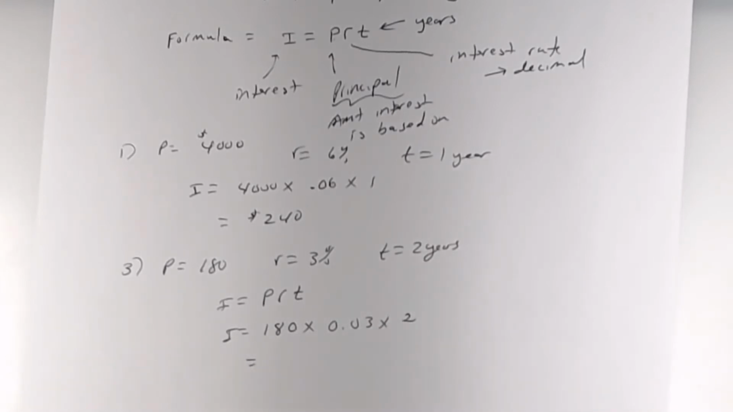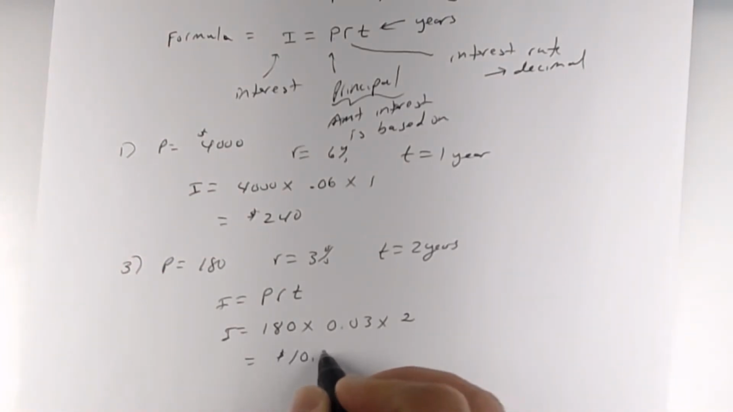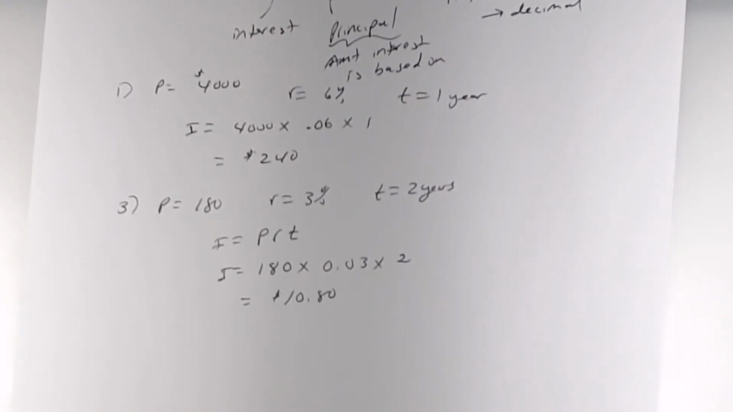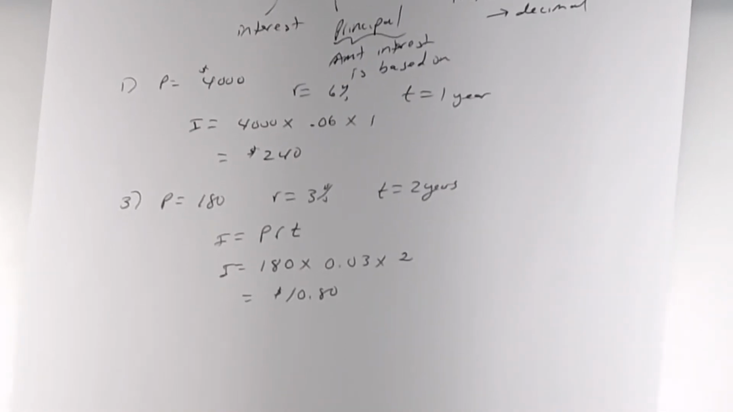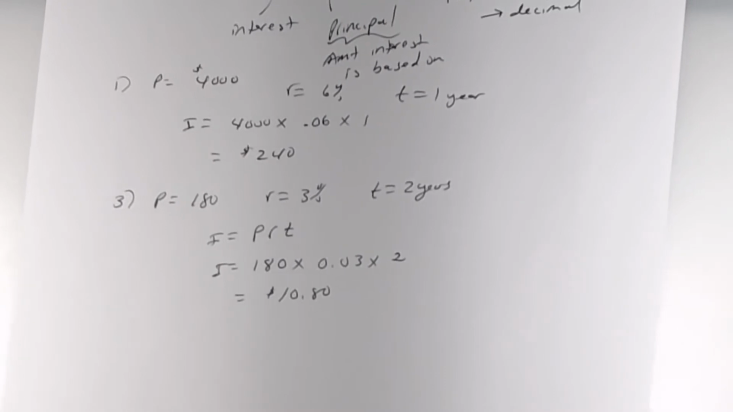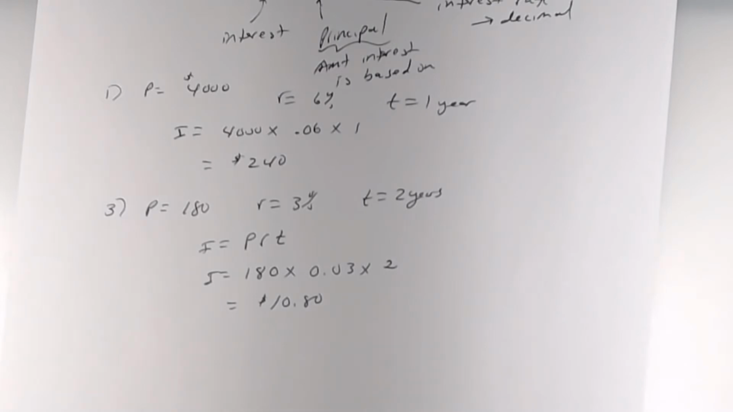So using your calculator, what do you get? $10.80? Is that right? All right, $10.80. Okay, that's your interest. So that's how much interest you have to pay. What would be the total you would have to pay? The 180 plus the what? 1080? Okay. All right, let's look at number 5.